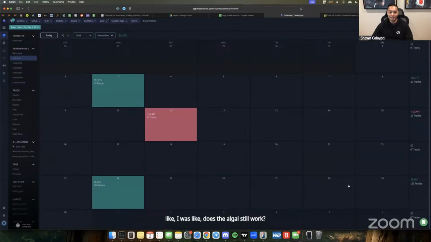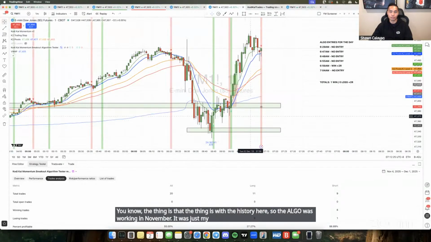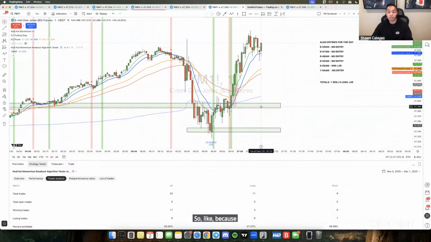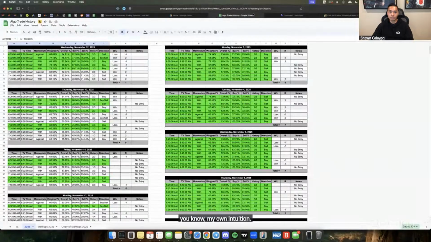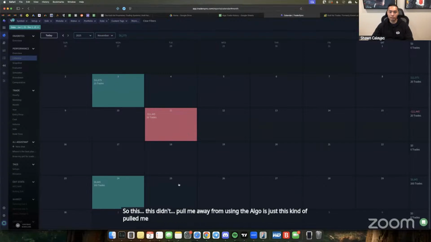You know, the thing with the history here is that the algo was working in November. It was just my discretion that was throwing me off. Because I was implementing my own technical analysis, my own thought process, my own intuition, I didn't really have any trades here for November. So this didn't pull me away from using the algo, it just pulled me away from myself. I started to realize that I have to take my discretion out of the trade.